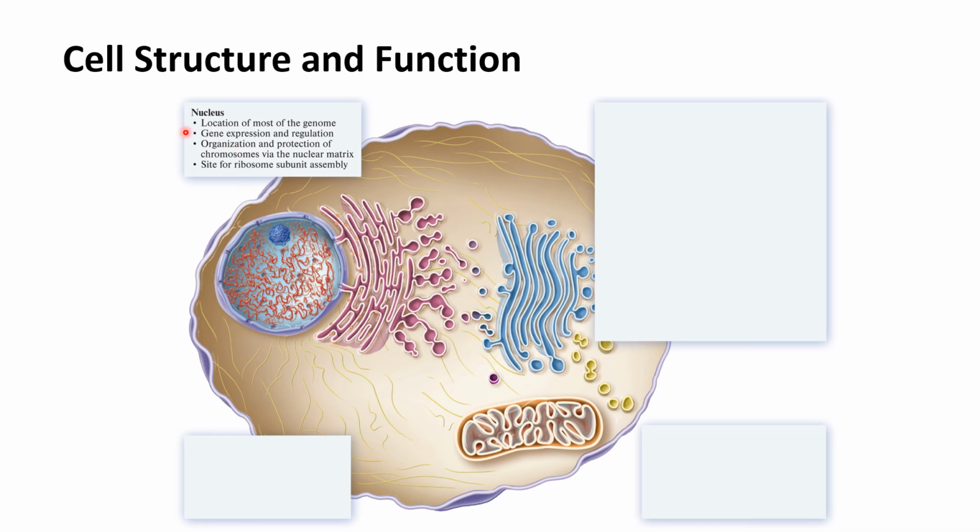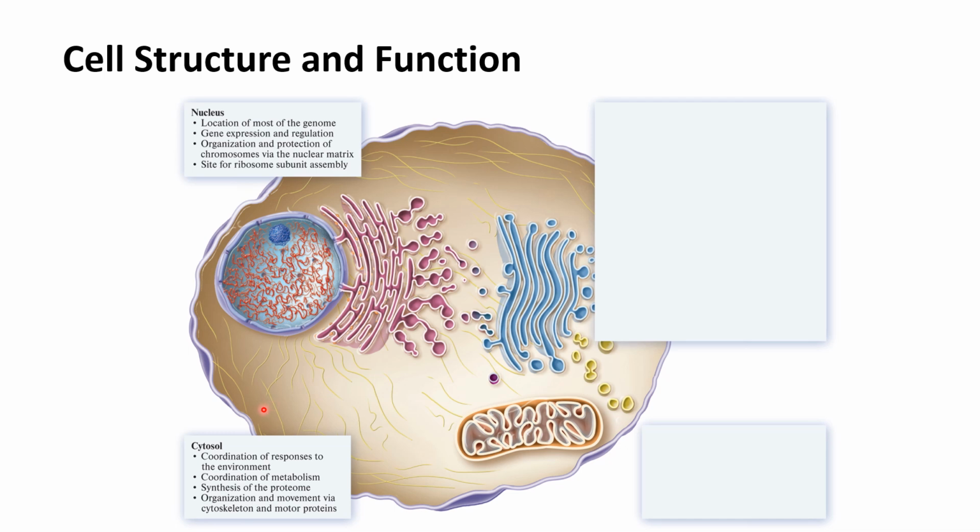This is where gene expression occurs and the regulation of certain genes, like turning them on and off. We'll talk about that again later. This is basically where DNA is organized into chromosomes, and it's also where ribosomes are made. So ribosomes, remember, those important little guys that make proteins, and we need a lot of them. So this is where you make a lot of ribosomes.